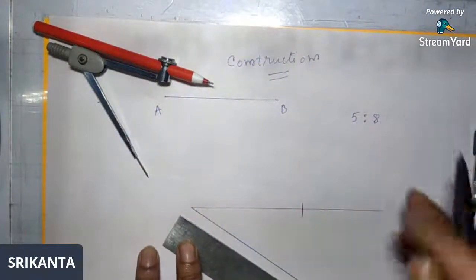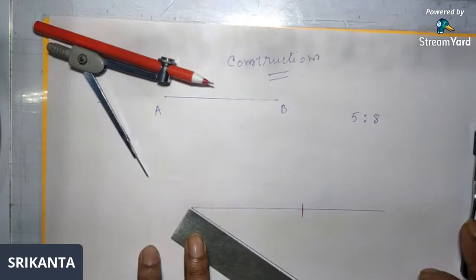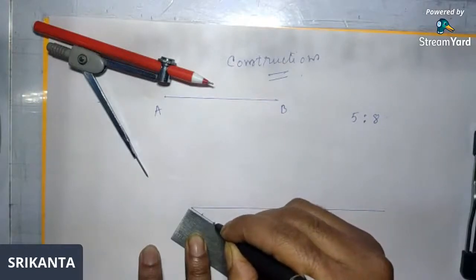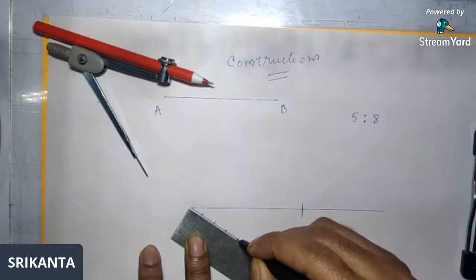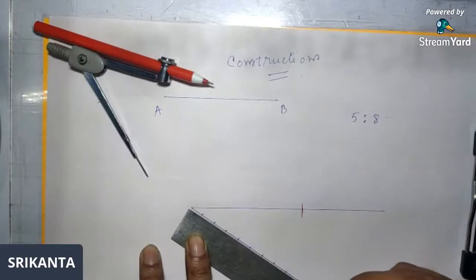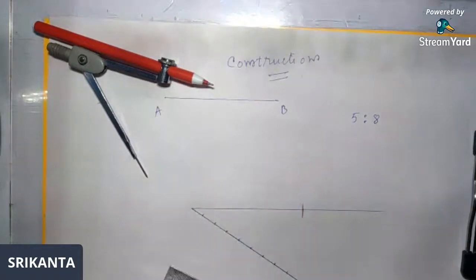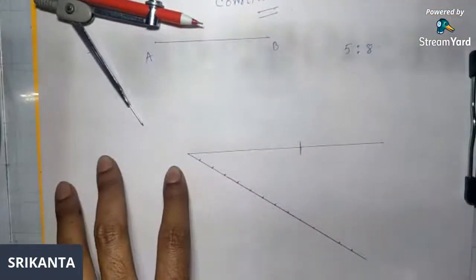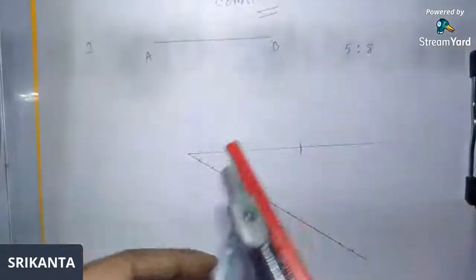Now 5 plus 8 means 13. So we are going to divide this line segment in 1 centimeter parts. 1, 2, 3, 4, 5, 6, 7, 8, 9, 10, 11, 12, and finally here 13. Clear? The next part is very interesting. Now, this part you need to understand.